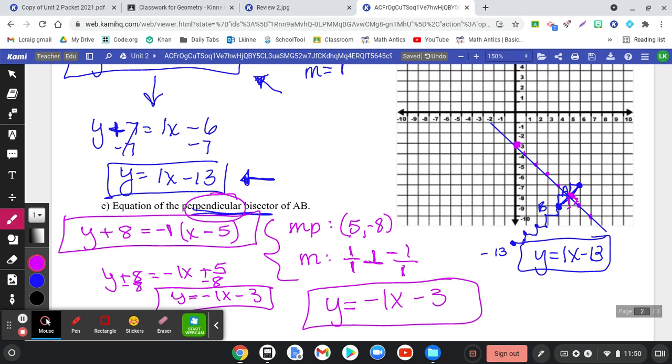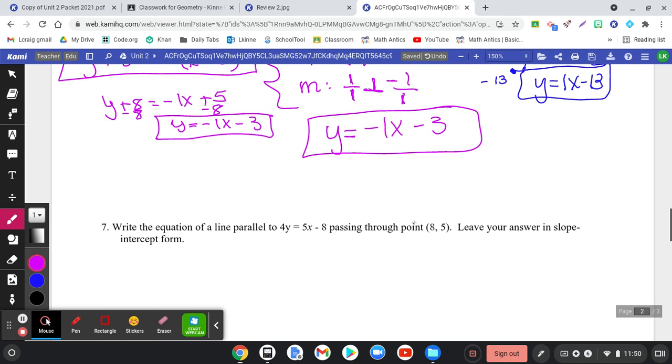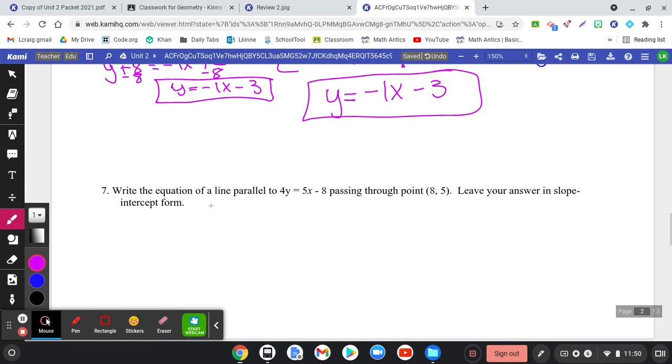All right, so there's all sorts of different ways to go about these. You pick the one that works best for you and go with it. Okay, the equation of a line that's parallel to this. Well, parallel means they have the same slope.